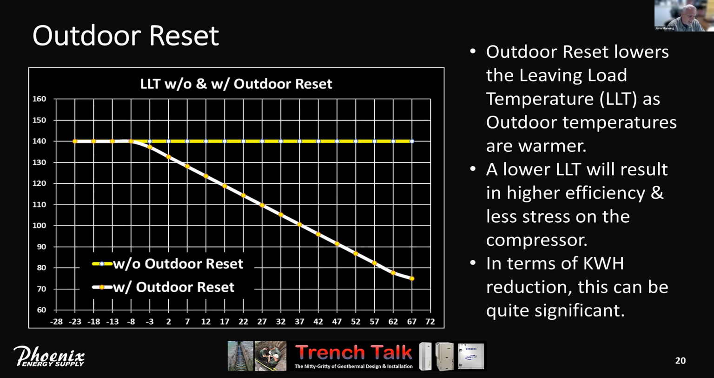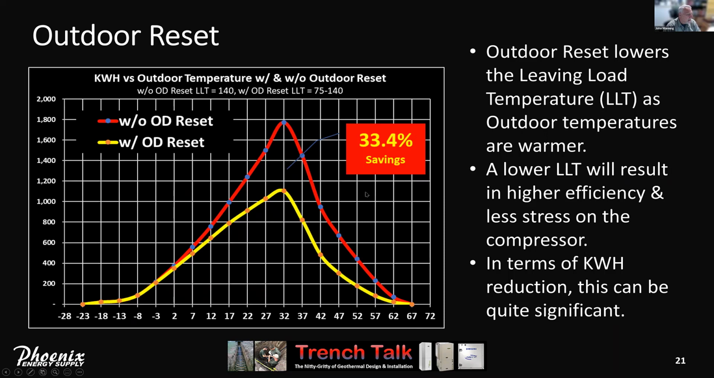In terms of kilowatt hour reduction, this can be quite significant. Here's two different curves. The red curve is without outdoor reset and plots the kilowatt hours used at each one of these 5 degree temperature bins. Simply by incorporating outdoor reset, that curve drops dramatically. We'll save 33% just by incorporating outdoor reset.